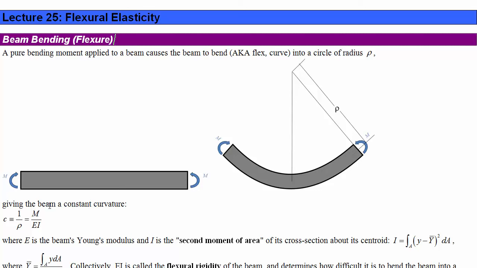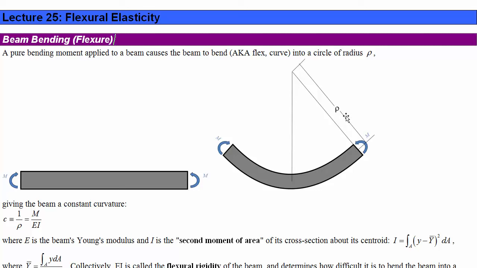When we've just got moments on the ends of beams like this, then the beam is in pure bending. So what's going to happen is the top part of the beam is going to get put into compression, the bottom part is going to get put into tension, and in general the beam is going to bend into an arc of a circle of radius rho.